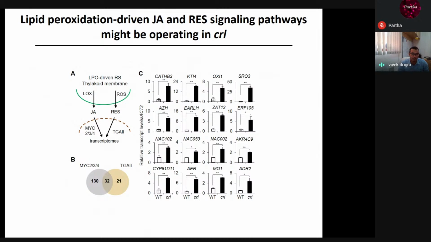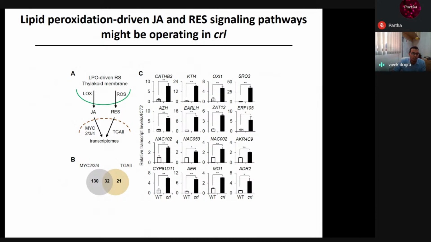What we found is that these actually have a relation with the chloroplast. The MYCs respond to jasmonic acid, and the TGAs respond to reactive electrophile species, which are molecules formed by the oxidation of carotenoids and lipids. So these transcription factors respond to these molecules. So what we see is that ROS in the chloroplast oxidize certain molecules, and these molecules lead to the activation of these transcription factors to activate downstream genes. This was very interesting.